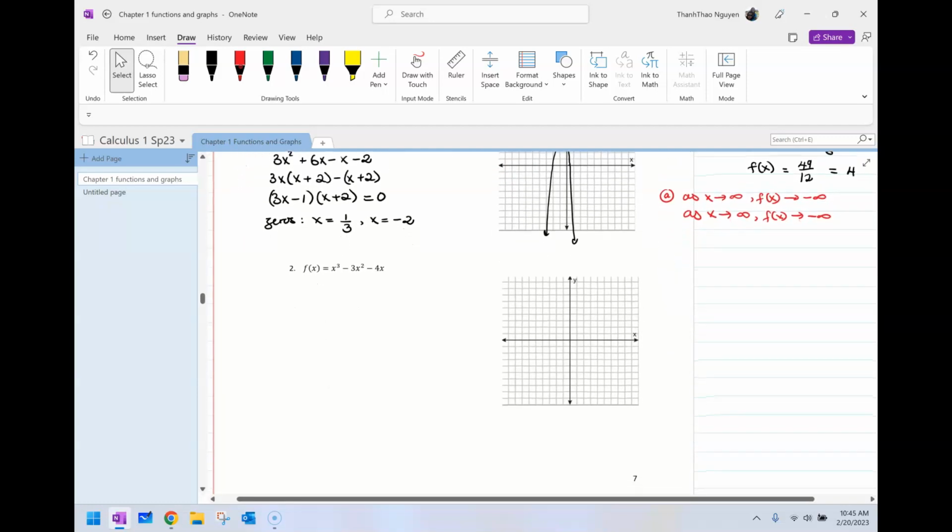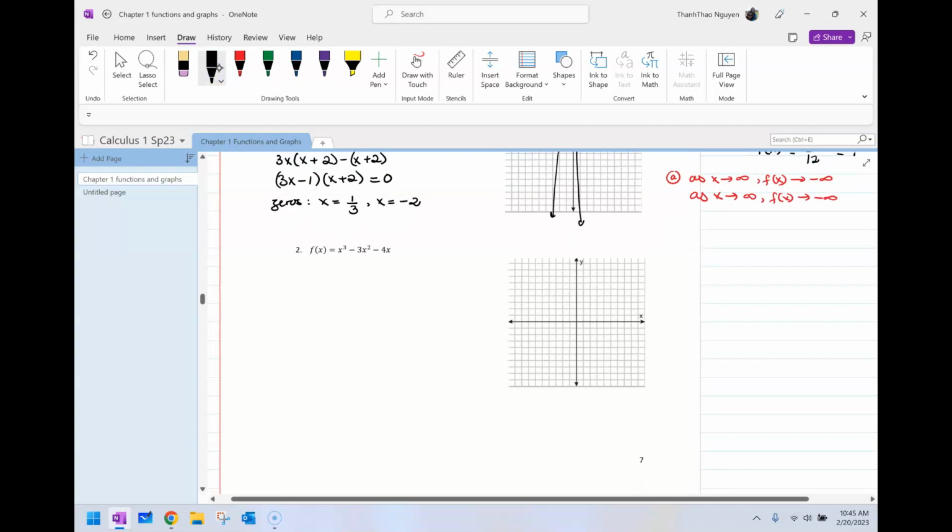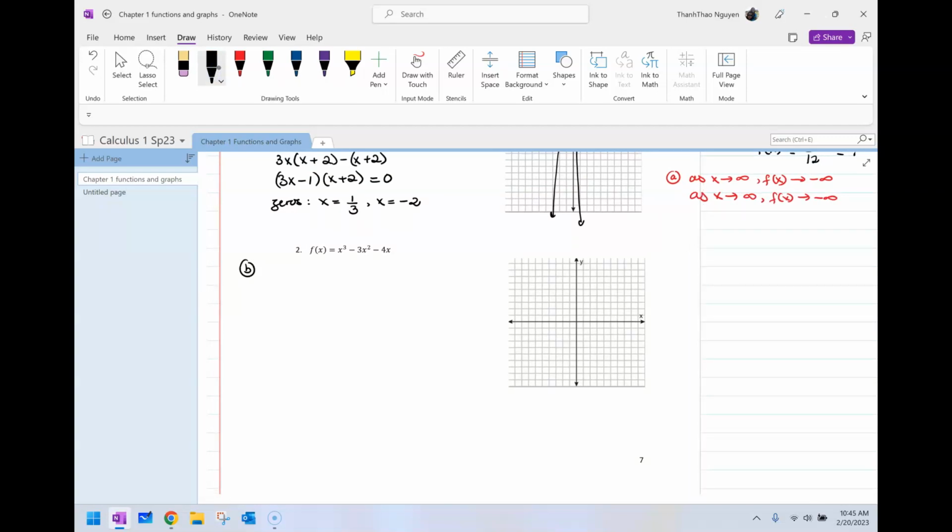Let's take a look at the next one. We have f of x equals x to the third minus 3x squared minus 4x. Let's first try to find the zeros. x to the third minus 3x squared minus 4x equals 0. Factor out x. x squared minus 3x minus 4 equals 0. So x minus 4 times x plus 1 equals 0. So our zeros are x equals 0, x equals 4, and x equals negative 1.